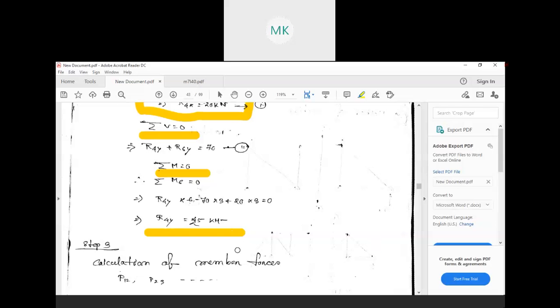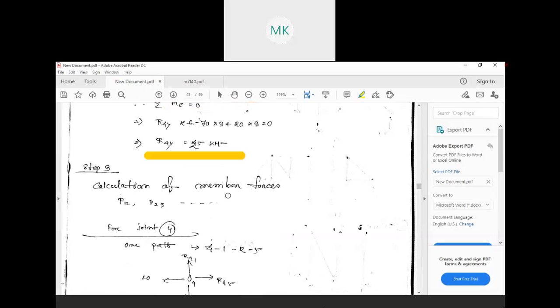Okay, this is our second step. The first step is naming the members and joints. After that, we need to find out the reactions, because to solve by the method of joints, at least we should know some values, so that we can easily resolve the forces in each joint. Next, step 3 is calculation of our member forces.